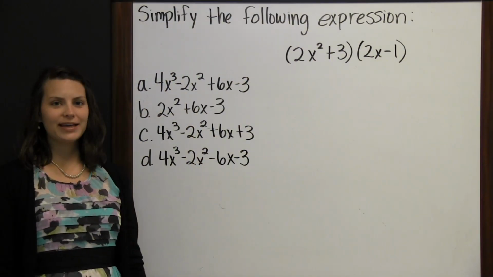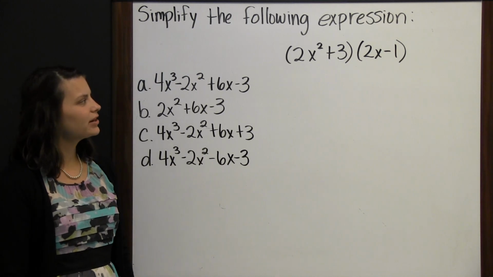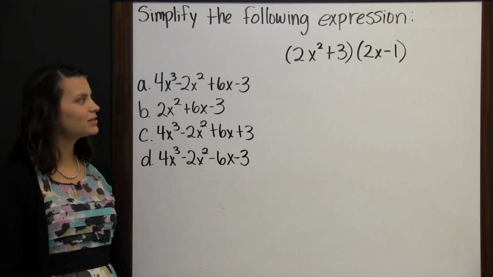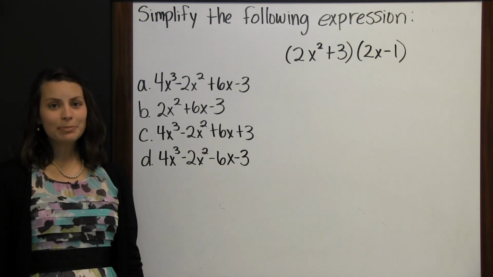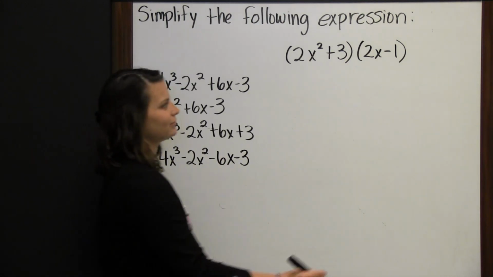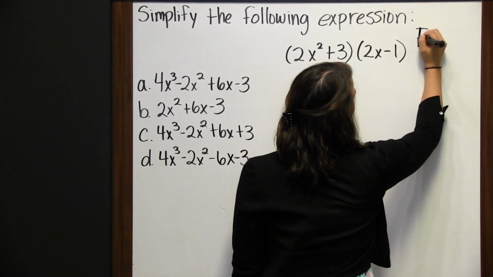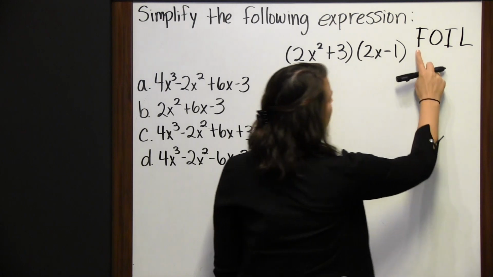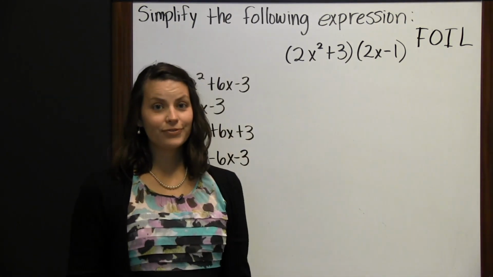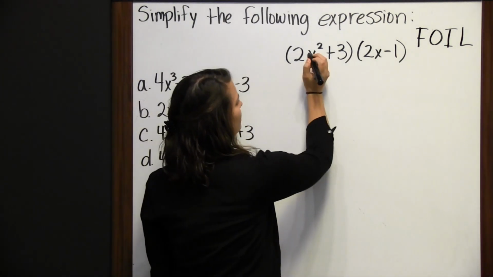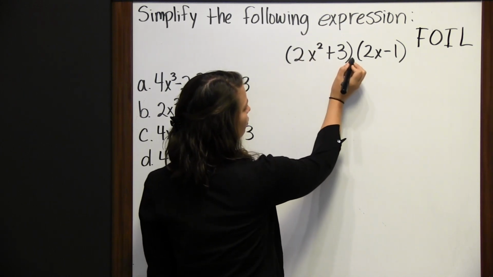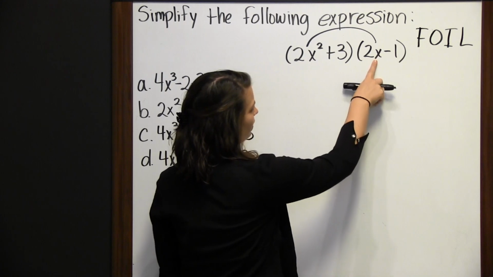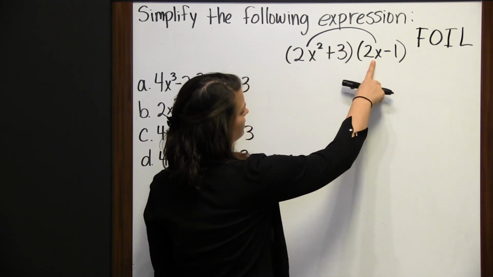Simplify the following expression. The quantity 2x squared plus 3 times the quantity 2x minus 1. To simplify, we need to FOIL. The F in FOIL stands for first. So we're going to take the first term in our first binomial and multiply it times the first term in our second binomial. First and first.